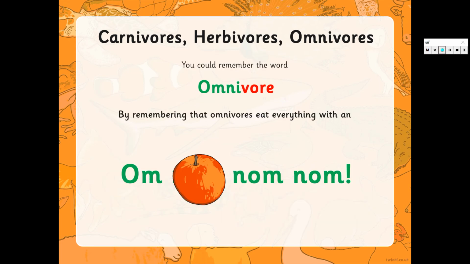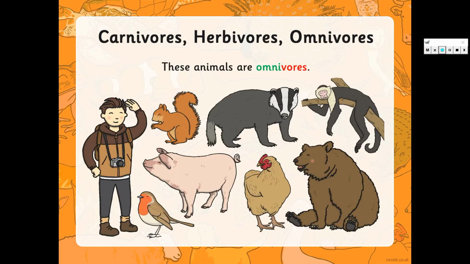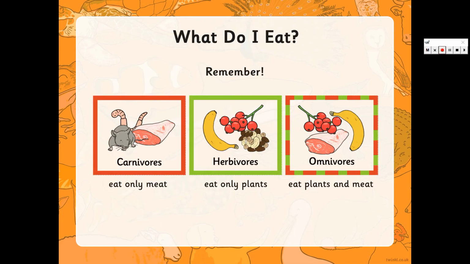Okay, and you can remember the word omnivore by remembering that omnivores eat everything with an om. So om nom nom nom nom. And these animals are omnivores. And you can see on there that we have got robins and pig, squirrel, but we've also got a human. And that's because we too are omnivores, because we can eat meat and we can eat plants and vegetables.